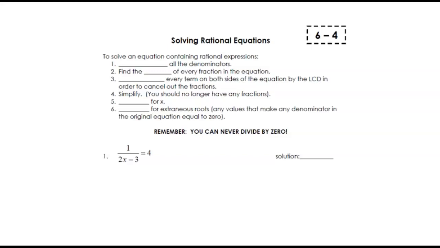Okay, so today what we're going to do is start on 6-4. We're not going to finish them today, but that is completely fine. These are going to go on page 77 when you're finished. Today we're going to solve rational equations, which means equations made up of fractions.